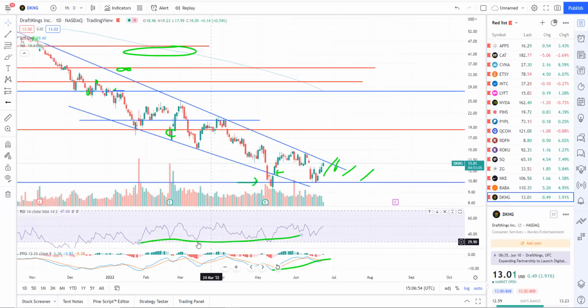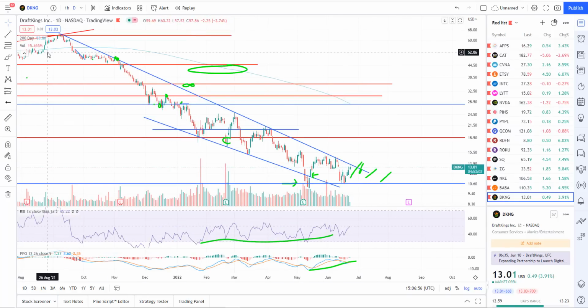Same with DraftKings, bullish divergence. That's been building for a while.